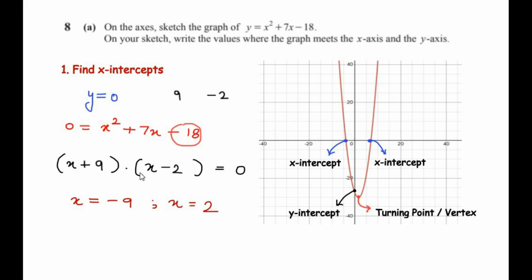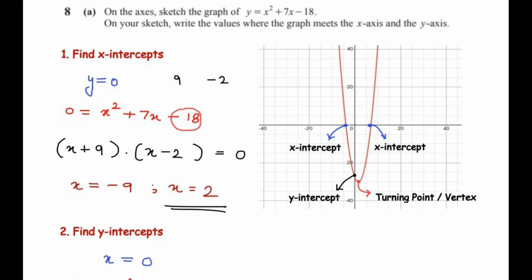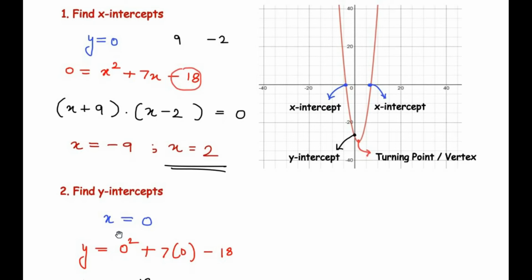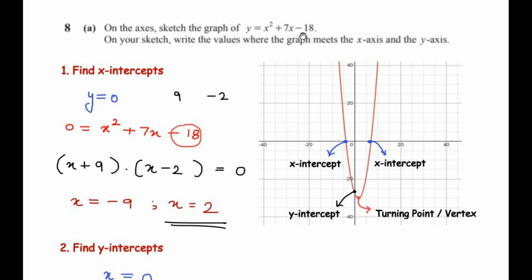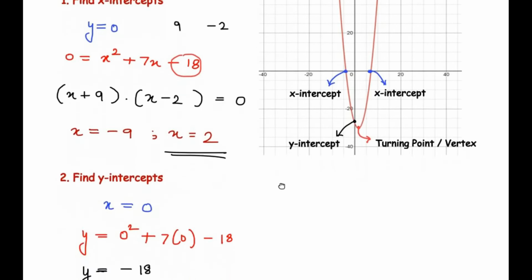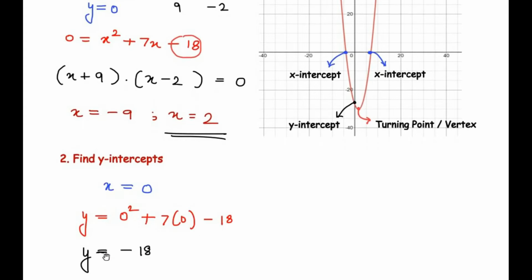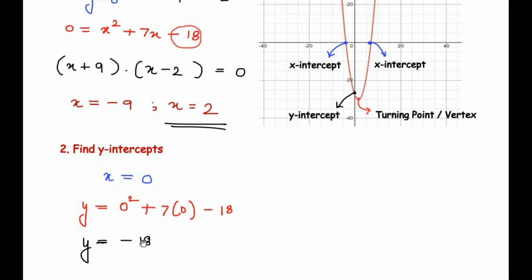Now once we have got the factors, we directly get the x-intercepts. That is, take x plus 9 equal to 0, so x will be equal to negative 9, and x minus 2 equal to 0 will give us x equal to positive 2. So we have got the x-intercepts of the curve. Now the second thing is finding the y-intercept. When we are finding the y-intercept, we are going to make x equal to 0 because our y-intercept is on the y-axis where our x-coordinate is going to be 0. So taking x equal to 0 and plugging it in this equation, we get y is equal to 0 square plus 7 times 0 minus 18, and this will give us the value of the y-intercept as negative 18.